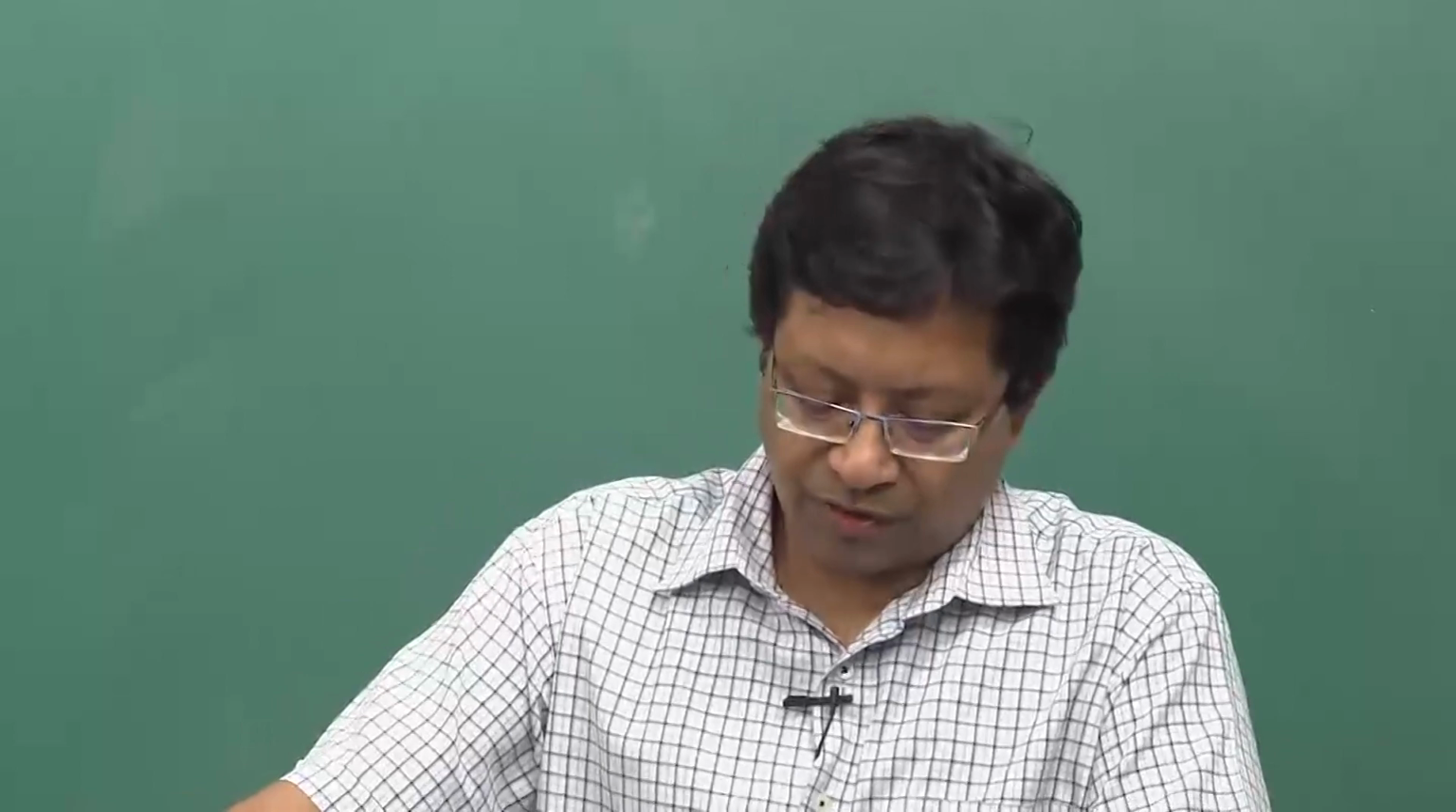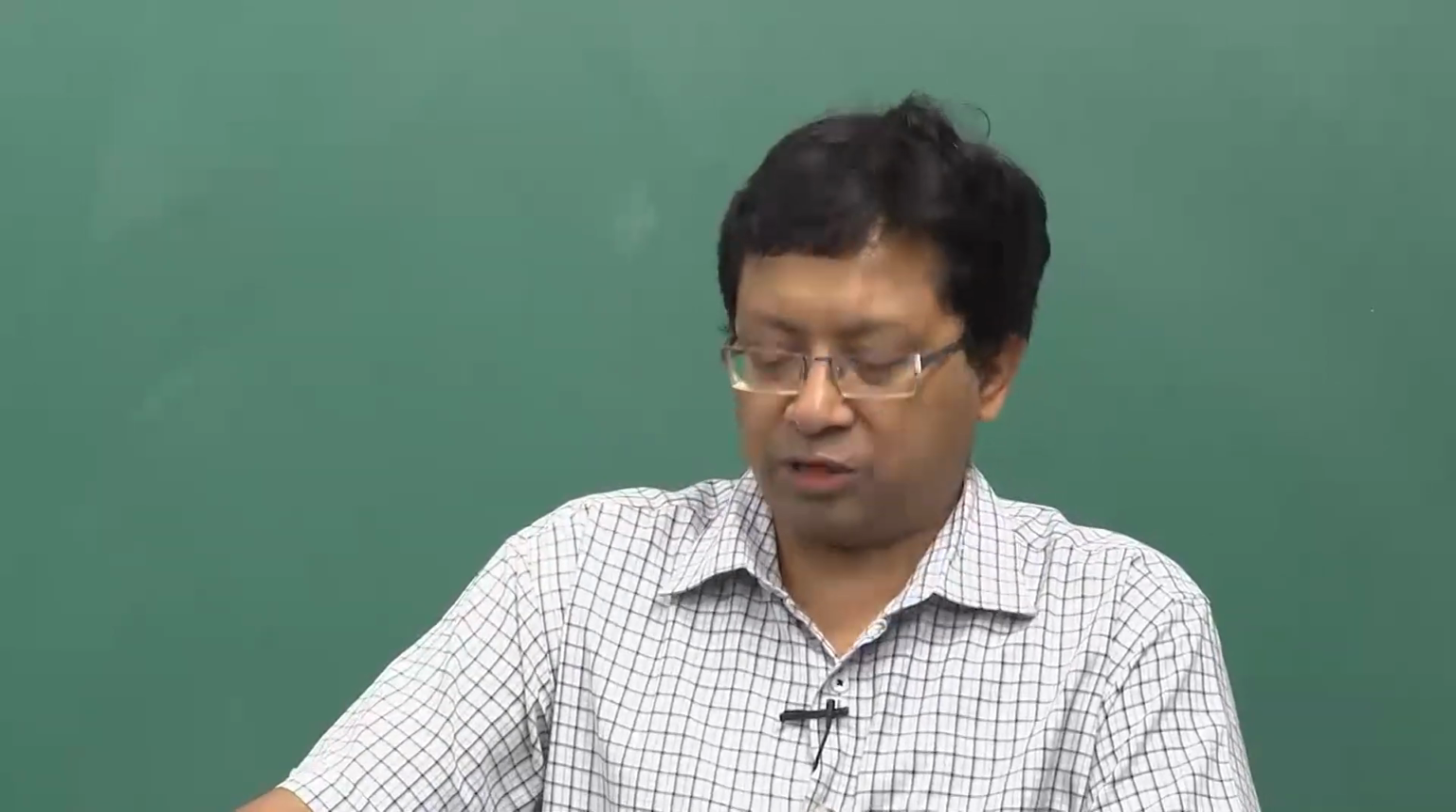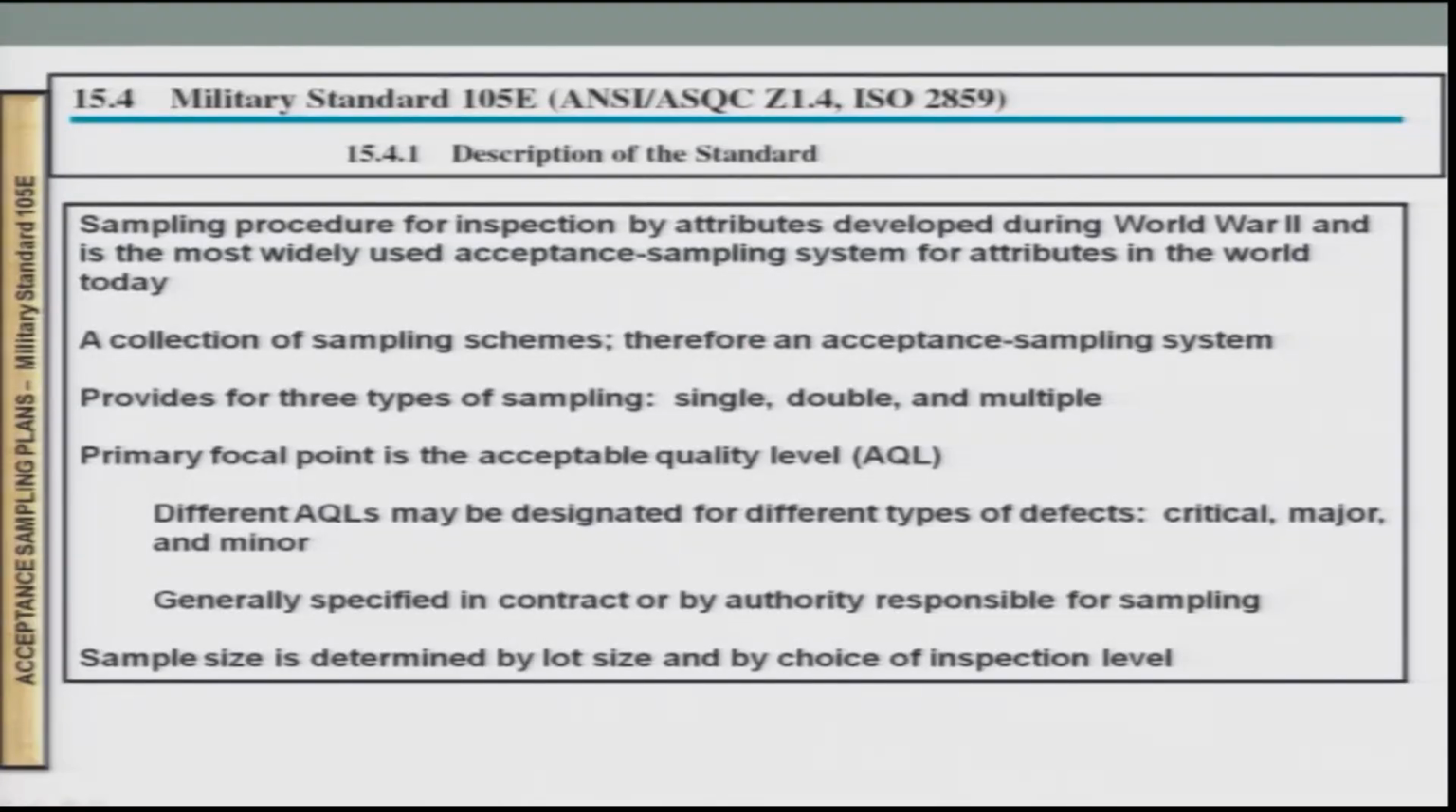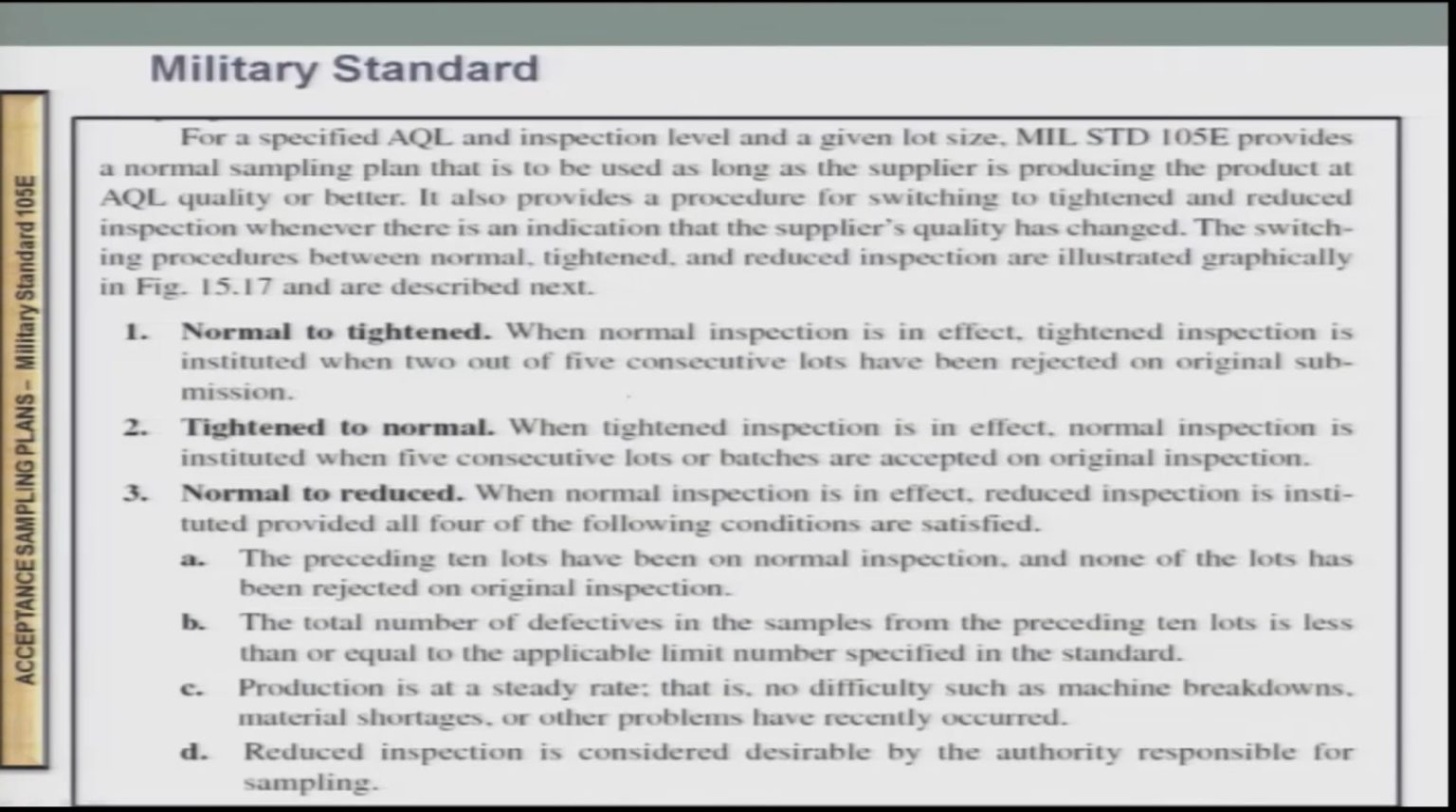So, it is generally specified in the contract or by the authority responsible for the sampling. So, it is already predefined. Sample size is determined by lot size and by choice of inspection level or the plans which have already been decided or predefined. So, continuing the military standards, for a specified AQL and inspection level and a given lot size, this military standard provides a normal sampling plan that is to be used as long as the supplier is producing the product at the AQL level or better.